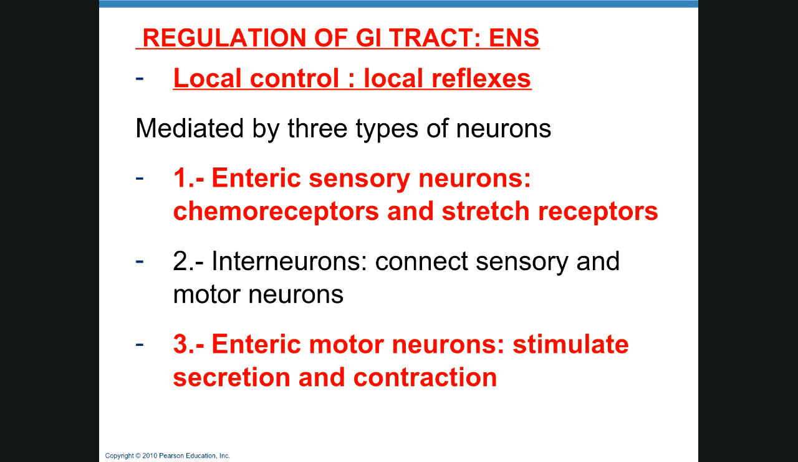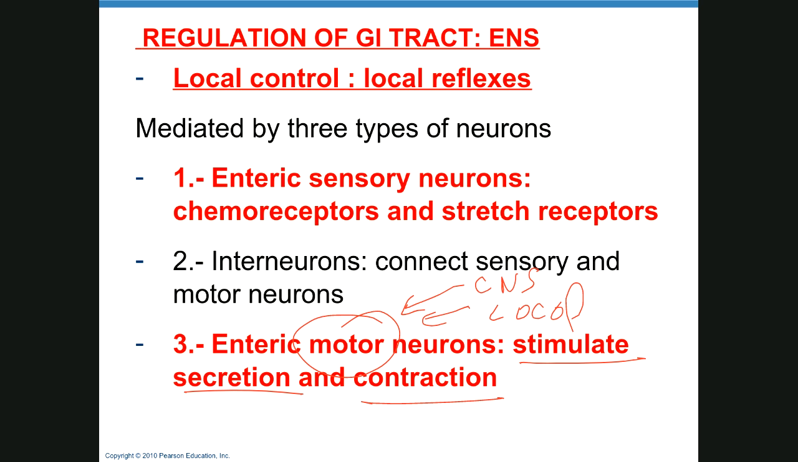All right. So there are three types of neurons that reach the GI tract. We're going to have the sensory neurons, which are going to sense changes in the GI tract. These are going to be receptors, chemoreceptors, and stretch receptors. Then we're going to have the middlemen that connect the sensory neuron to the motor neuron, and the motor neuron is the one that stimulates secretion and contraction. It is the motor neuron that can be coming from the CNS, or it can be local.